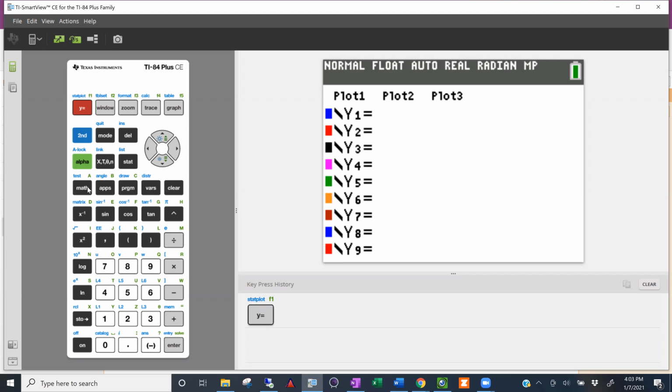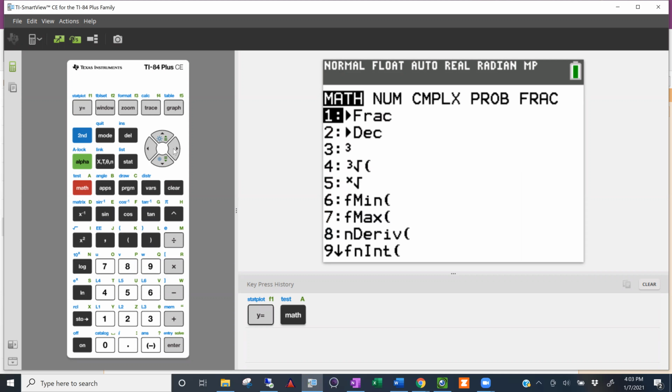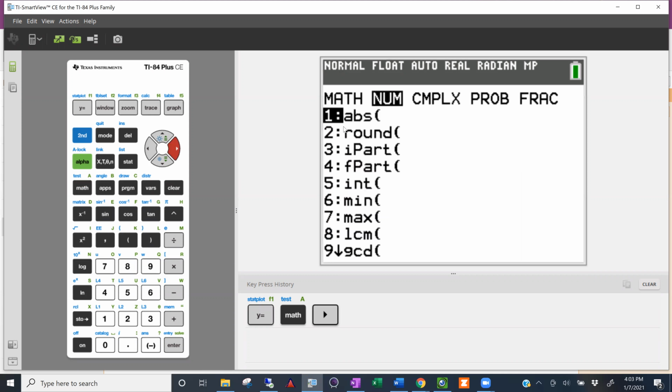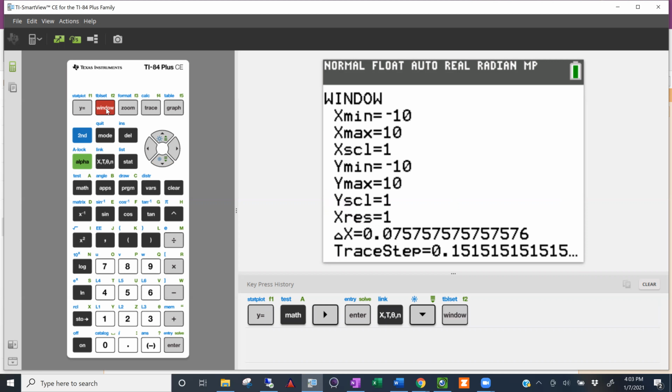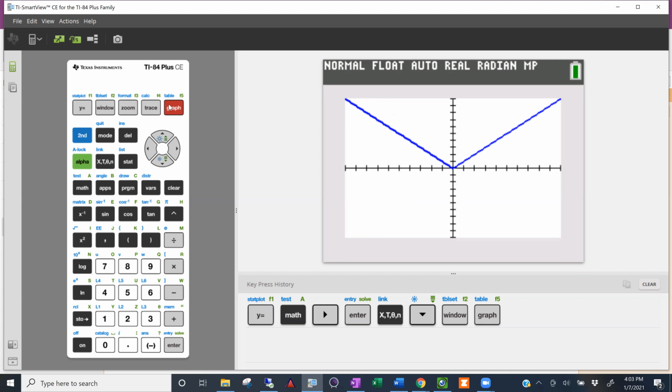Now, if you're not familiar with this, then let me show you how to find the absolute value. You're going to hit the math key and then cursor to the right once for number. And the first thing you see is ABS. That's your absolute value. When you press that, you get the absolute value symbol, graph the absolute value of X. And there we go. Now my window, where I'm going to see my graph, is set up to be the standard window from -10 to 10 on the x-axis, -10 to 10 on the y-axis. So I'll hit graph, and there you go. There's my graph.